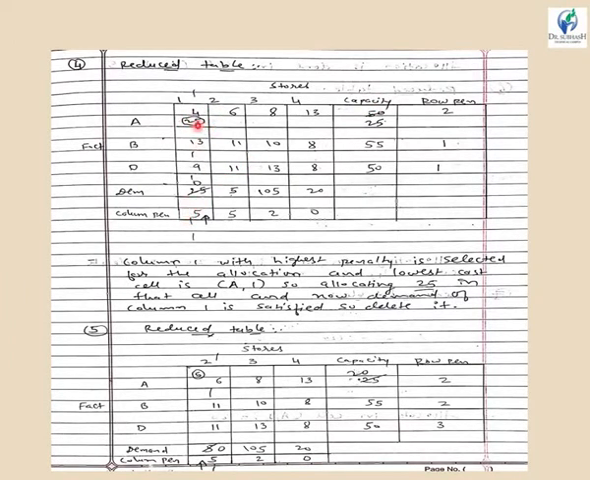So now you can see the demand of first store is satisfied, that's why it is 0 over here, and now capacity becomes from 50 to 25. So this will be deleted in our next table, that will be our reduced table in our next step.